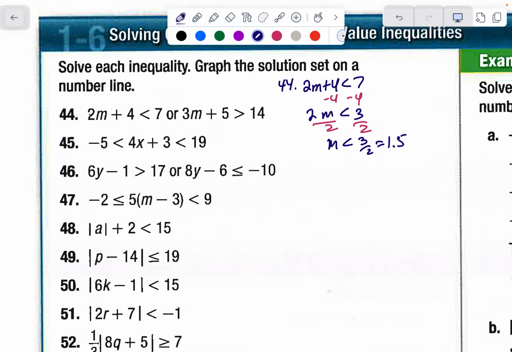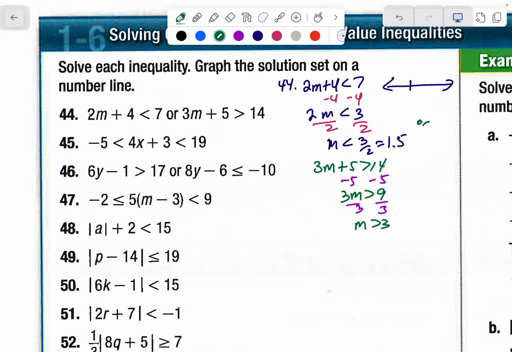You can use 1.5 when it's nice decimals like that, especially when you go to graph it. We're going to wait to graph because we do have another piece. Then it said OR, and we had another piece. 3m plus 5 is greater than 14. For this one, we are going to subtract 5 from both sides. We get 3m is greater than 9. We're going to divide by 3. We get m is greater than 3.